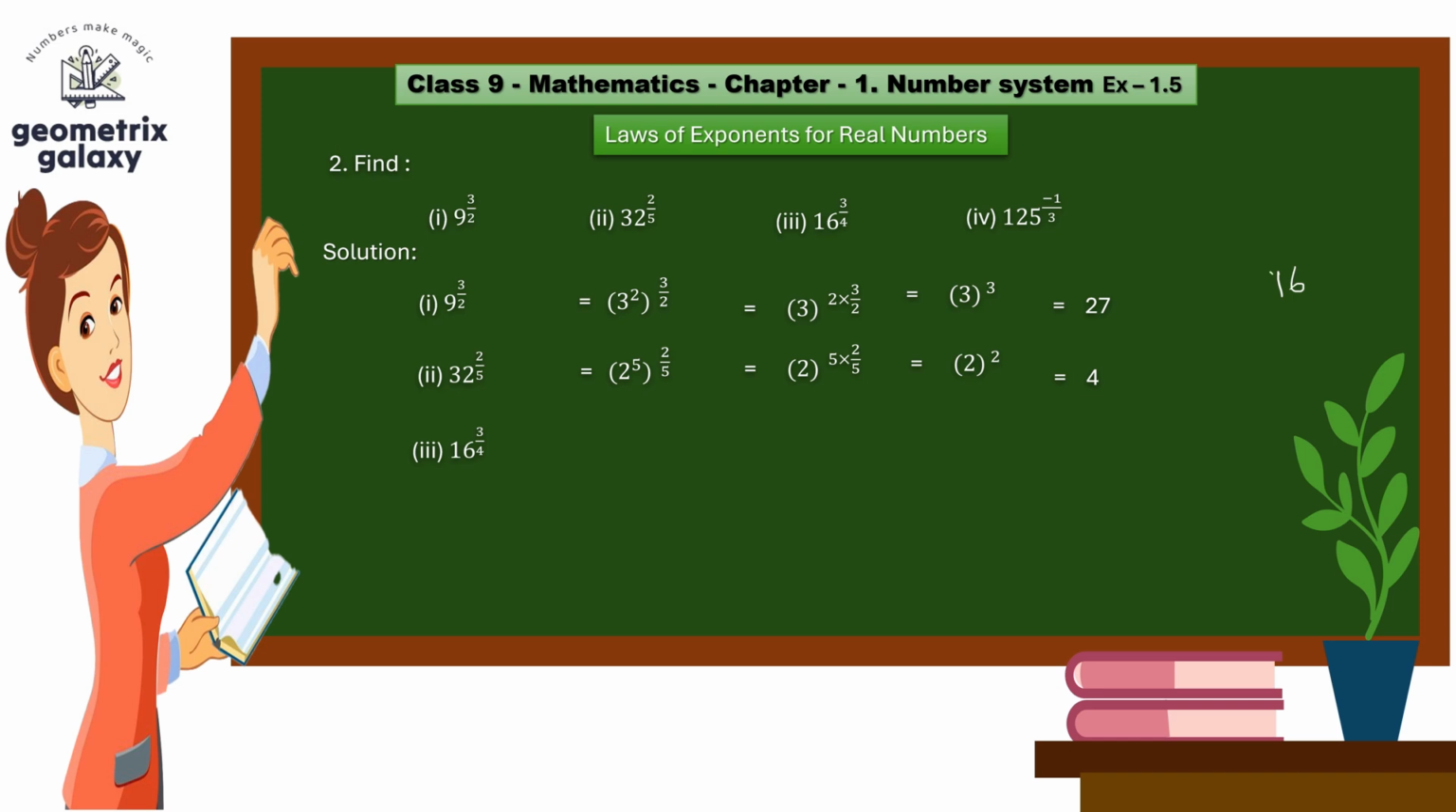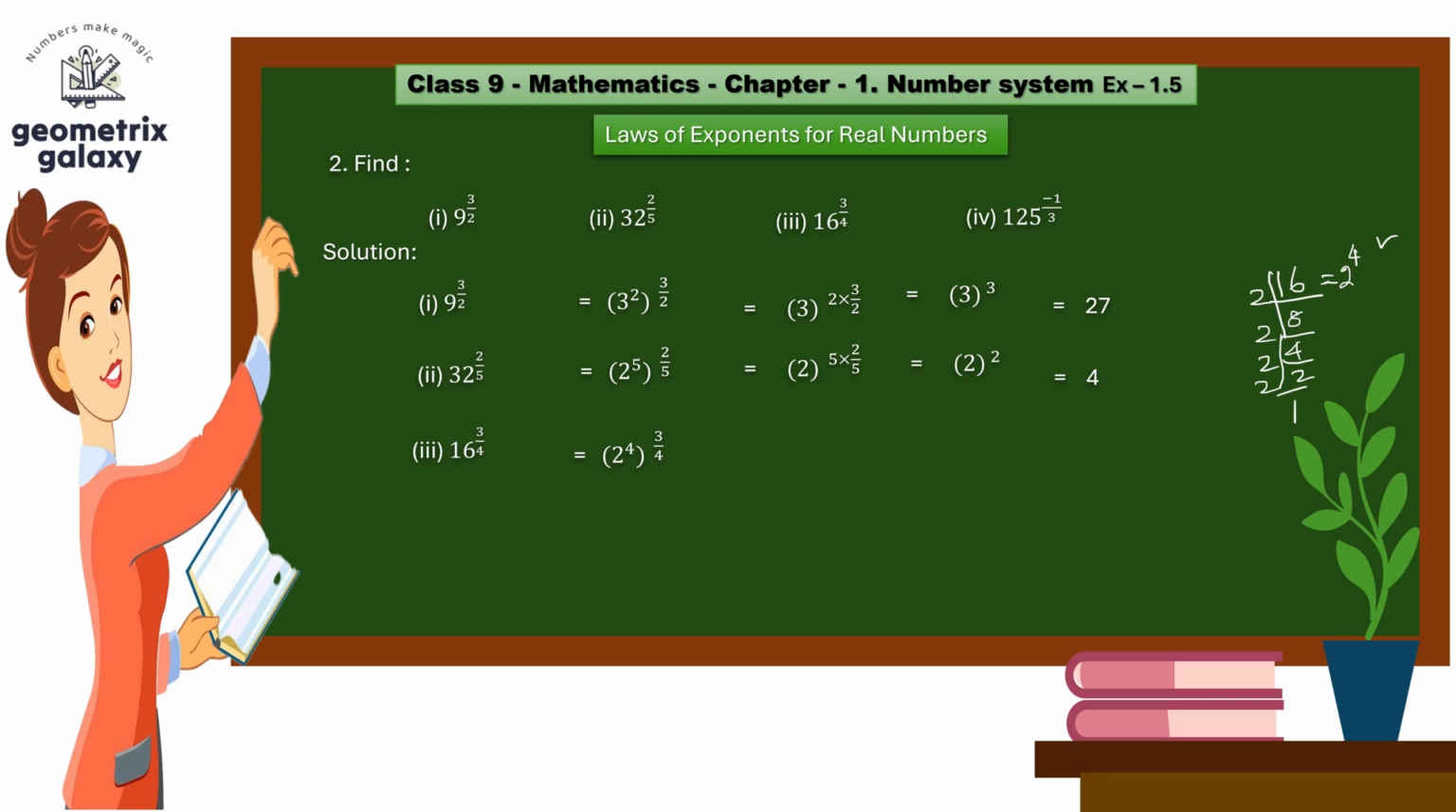Coming to the third subdivision, 16 to the power 3 by 4. We can write 16 as 4 square. But if you see the question, we have 4 in the denominator of the power. So we need to write 16 as power of 2. If I do prime factorization for 16, we will get it as 2 to the power 4. So I can write 16 to the power 3 by 4 as 2 to the power 4 whole power 3 by 4.